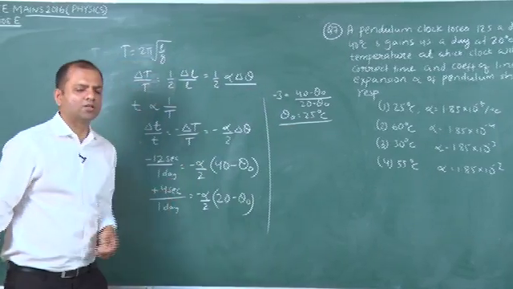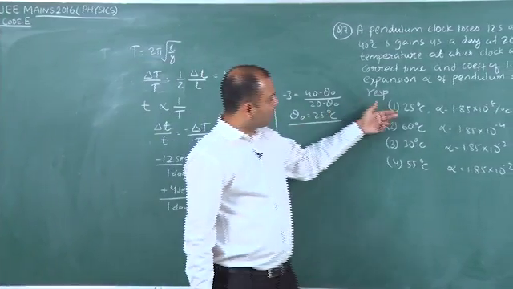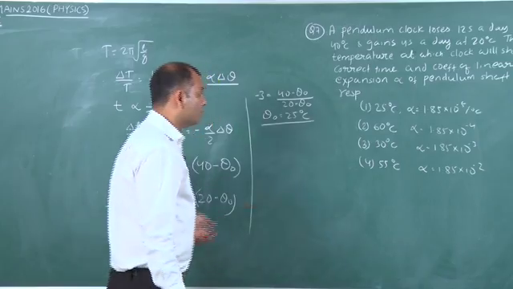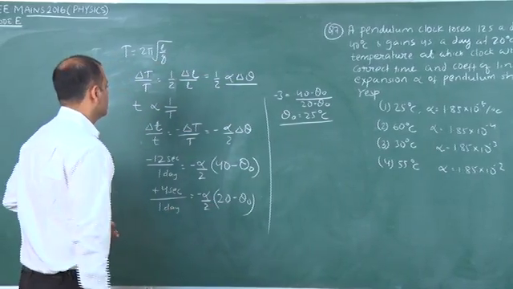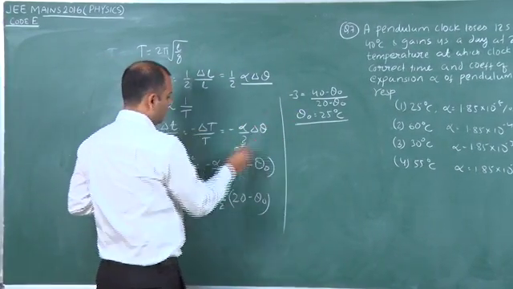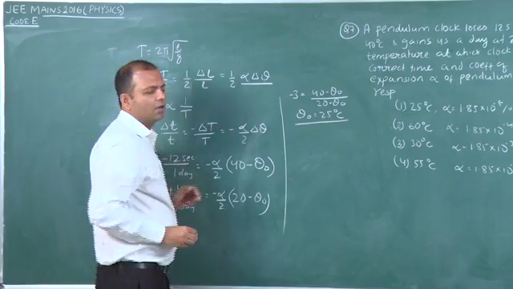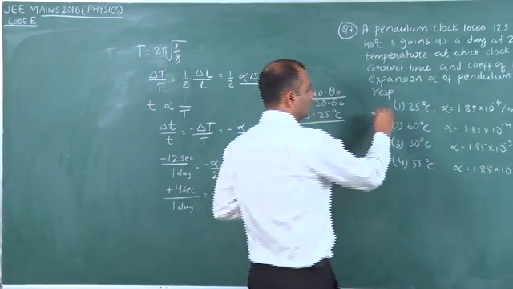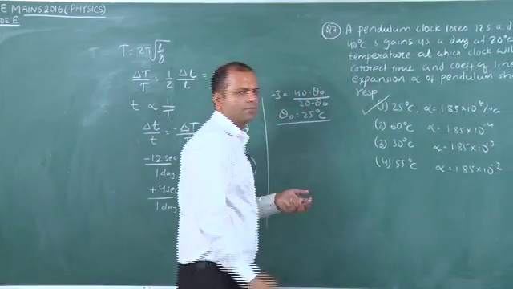The question is over because there is only one option in which you have 25 degrees centigrade. Obviously, if you want to calculate the value of alpha, all you need to do is put this value in one of these equations and you will get the correct value of alpha, but there was obviously no need in this question. 1 is the correct option.